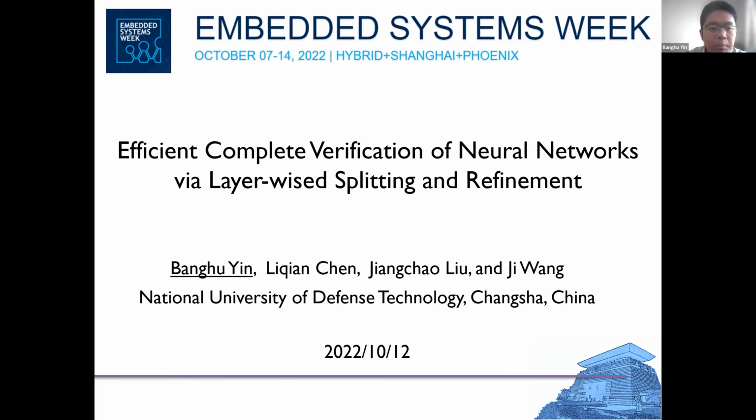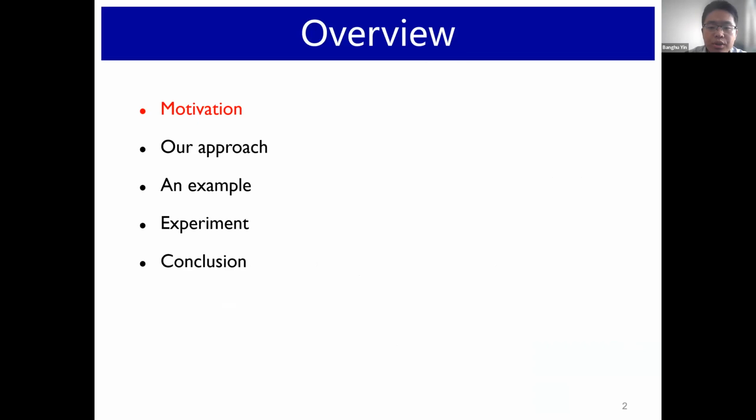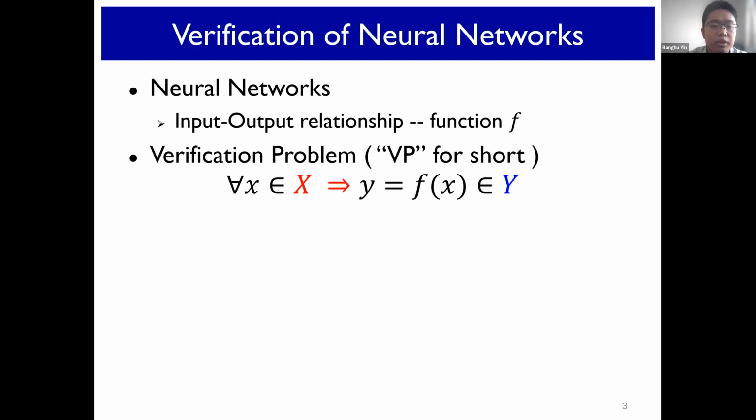I am Banghu Yin. I will introduce our work about efficient complete verification of neural networks via layerized splitting and refinement. Firstly, I will introduce our motivation. A neural network computes an input-output relationship, which can be recorded as a function f. The verification problem is to check that if the input belongs to some set X, then the output will belong to some set Y.